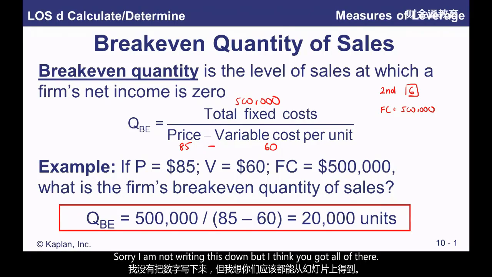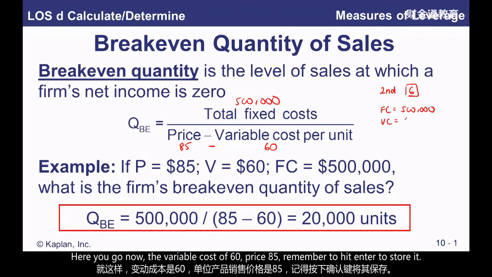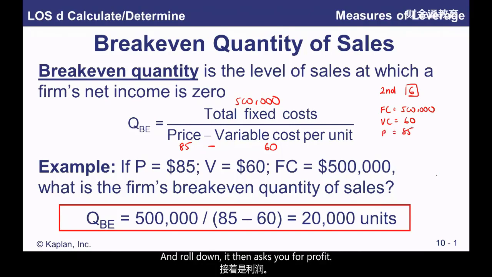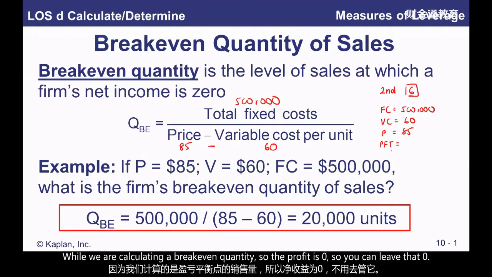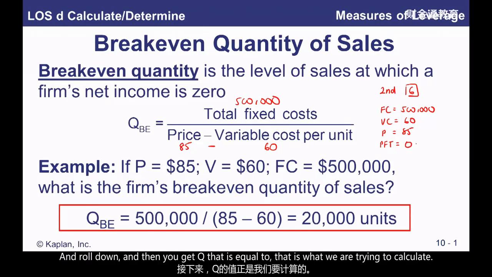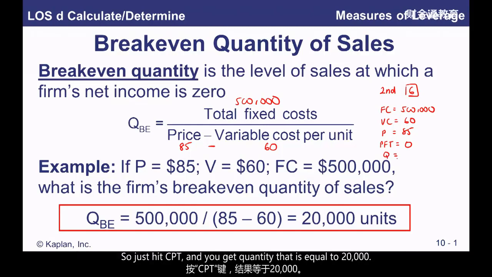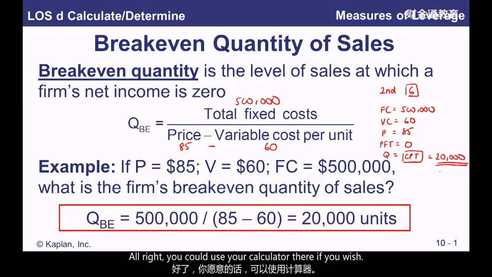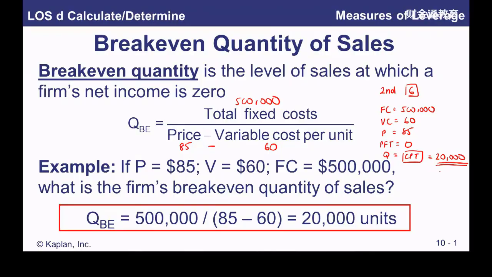So, sorry, I'm not writing this down, but you've got it all there. There you go, variable costs, 60, price, 85. Remember to hit enter to store it and arrow down. It then asks you for profit. Well, we're calculating break-even quantity, so the profit is 0, so you can leave that at 0, arrow down, and then you get Q is equal to. Well, that's what we're trying to calculate, so just hit compute, and you get quantity is equal to 20,000. All right, so you could use your calculator there if you wish.